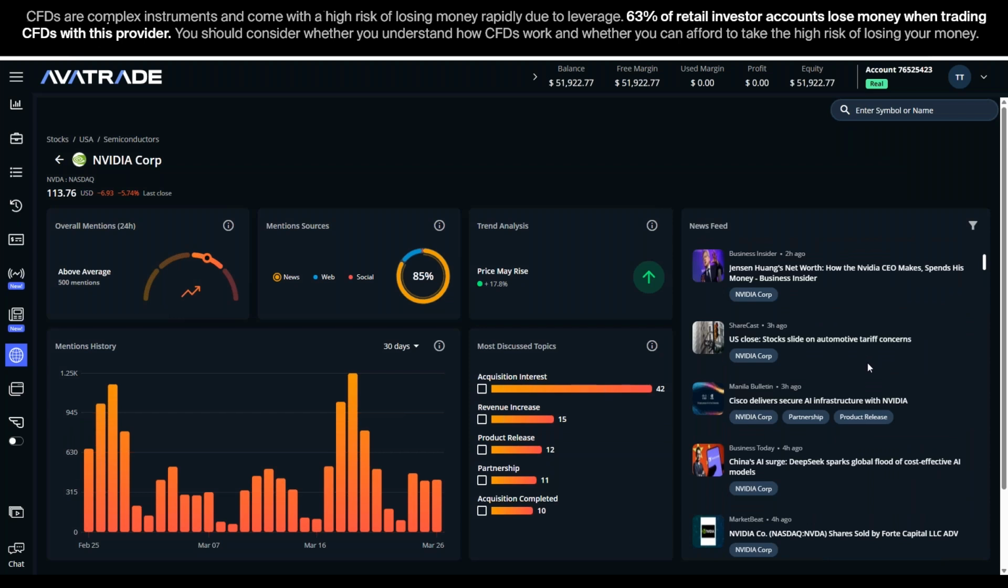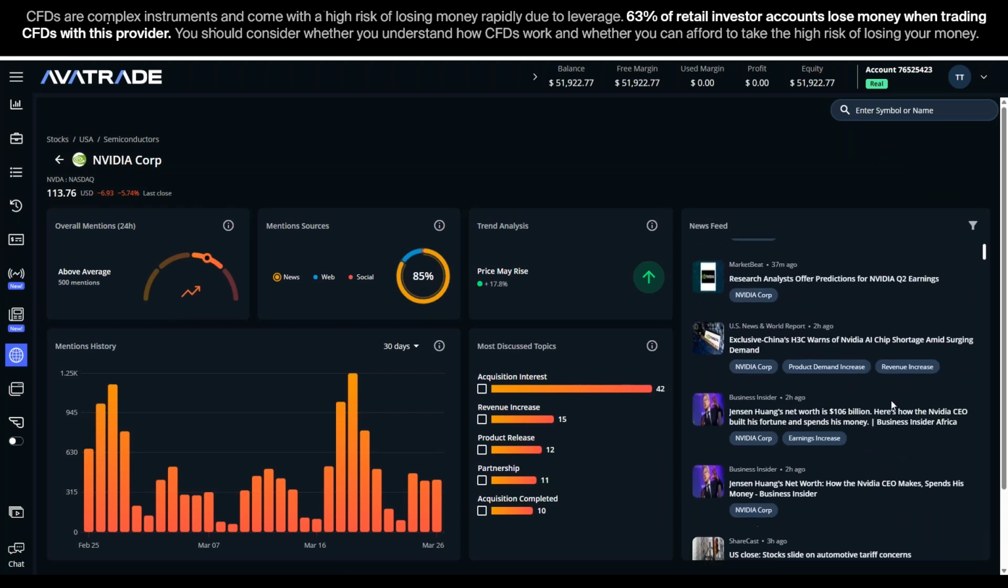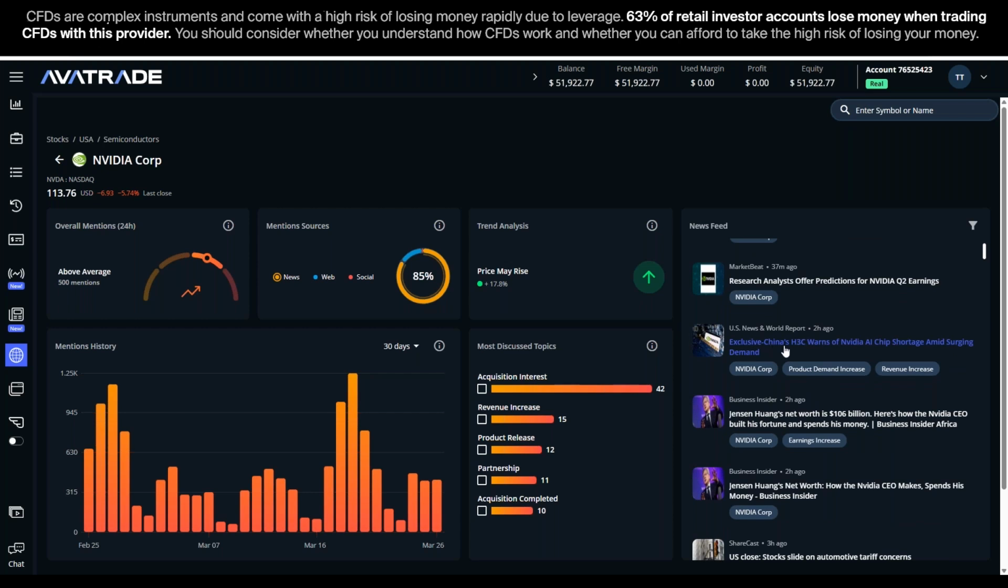I know I saw an article that was talking about NVIDIA having huge demand. Yeah, here, exclusive, China's H3C warns of NVIDIA AI chip shortage amid surging demand. Okay, that's a mixed bag headline. You might want to click and read that article. It sounds like good news. There's huge demand for NVIDIA's chips.